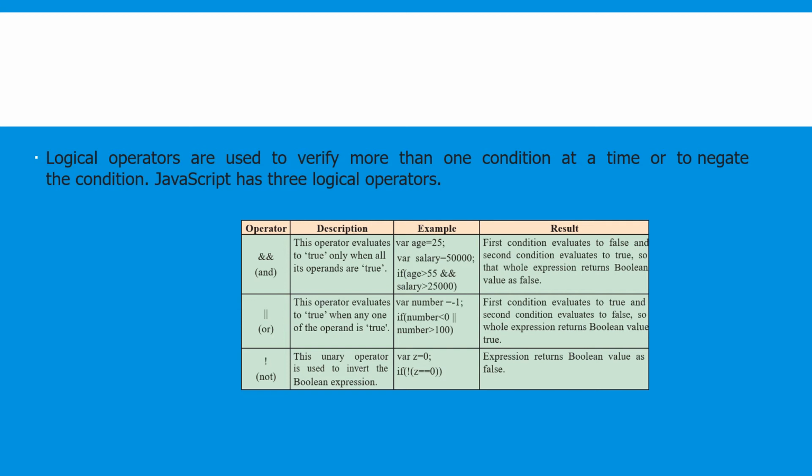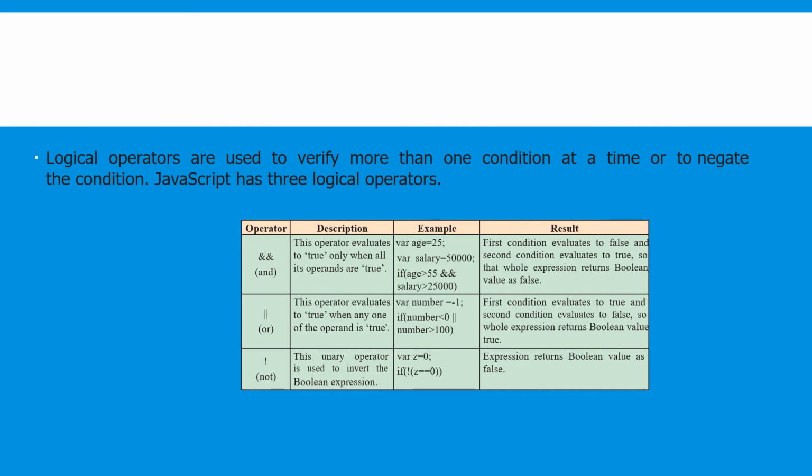The OR operator evaluates to true when any one of the operands is true. Variable number is equal to -1; if number is less than 0 or number is greater than 100, the first condition evaluates to true and the second condition evaluates to false. So the whole expression returns Boolean value as true, as any one of the operands must be true.